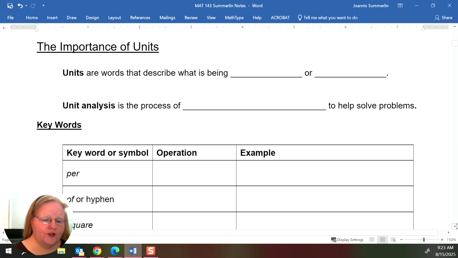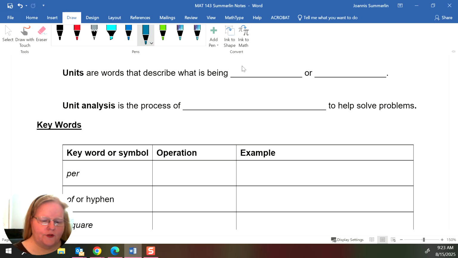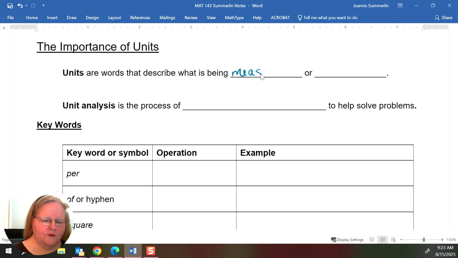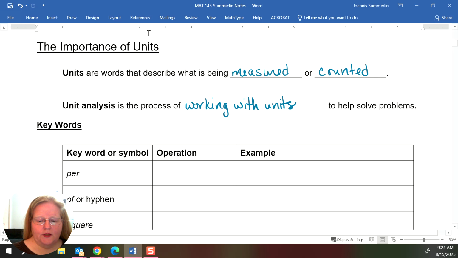So, units are words that describe what's being measured. Let me change this to a writing utensil. Or counted. Unit analysis is the process of working with units to help solve problems.